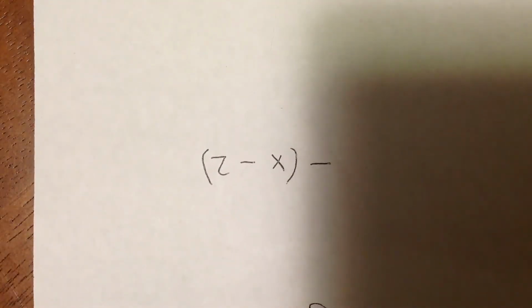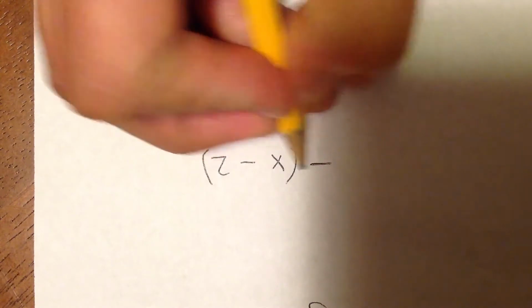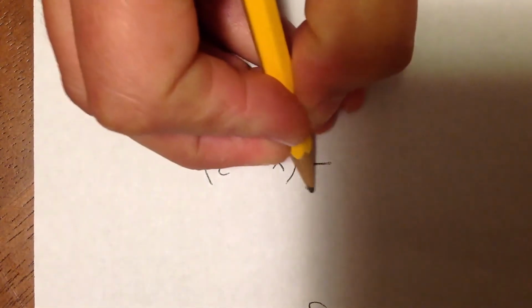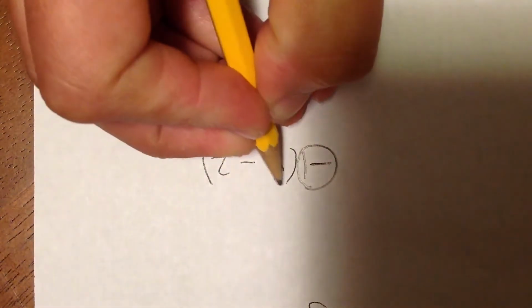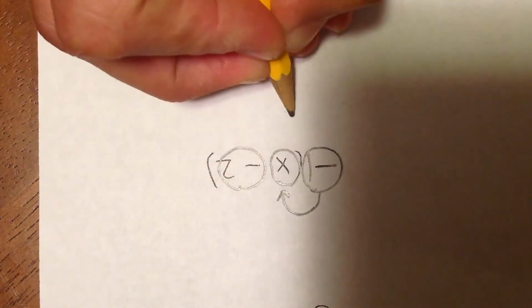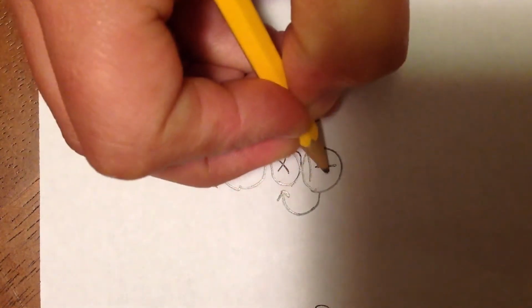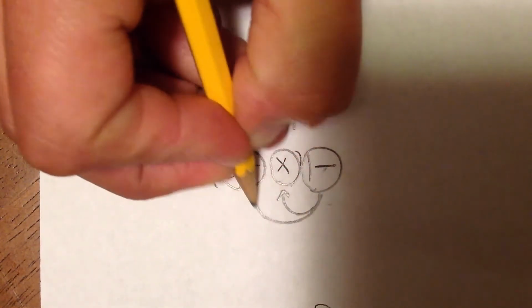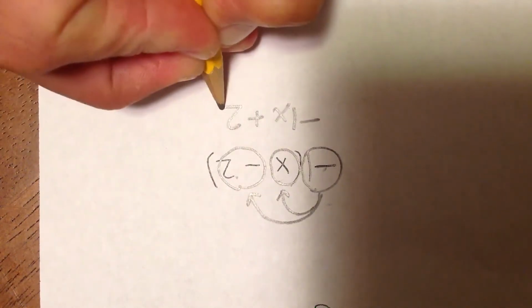In the second example, when I have no number here, this is like saying a negative 1. So I have a negative 1 on the outside, and then my two terms are x and negative 2. So when I multiply negative 1 times x, that's just negative 1x. And negative 1 times negative 2 is positive 2.